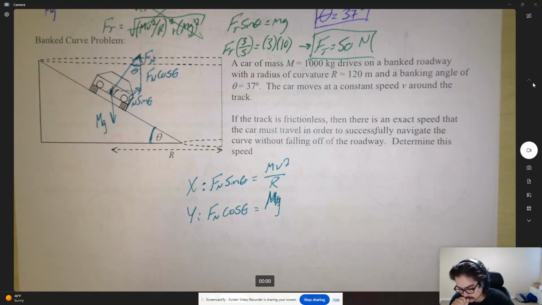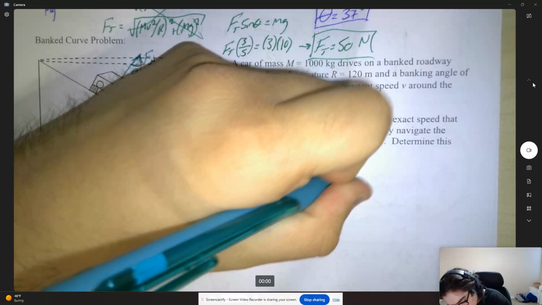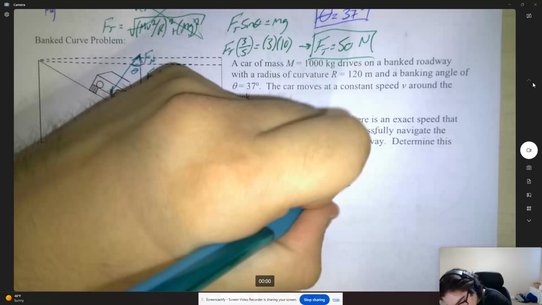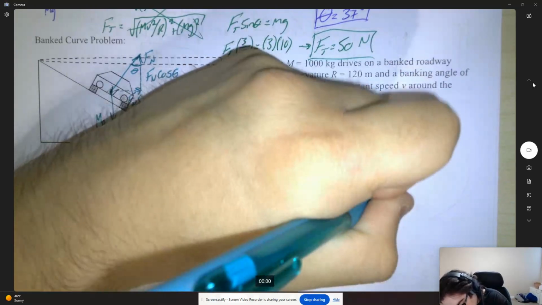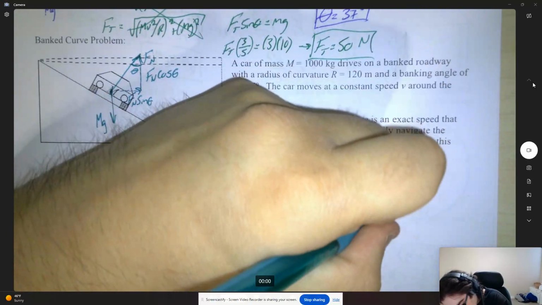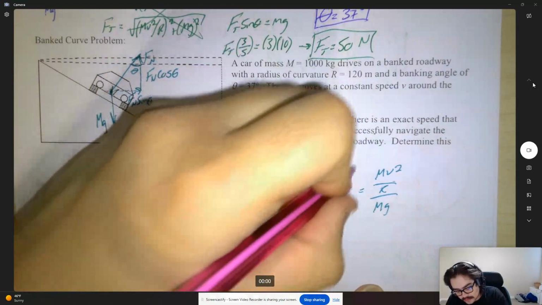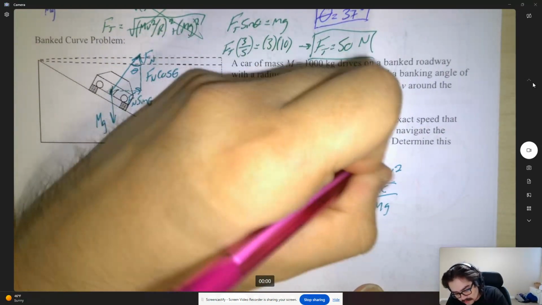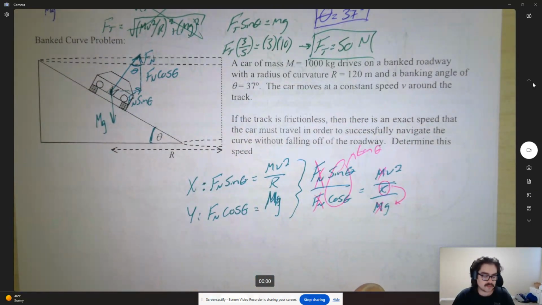I'm sorry, I kind of wrote over that. Take these two equations and divide them by one another. Again, it's the same thing as getting Fn by itself in one equation and plugging it back in, just a shortcut. So I'm going to do Fn sine theta over Fn cosine theta equals mv squared over r over Mg. They're both capital M's. Do you notice the normal forces cancel out, these turn into tangent, the M's cancel out, and r goes down to the bottom? Do you notice all that happening?